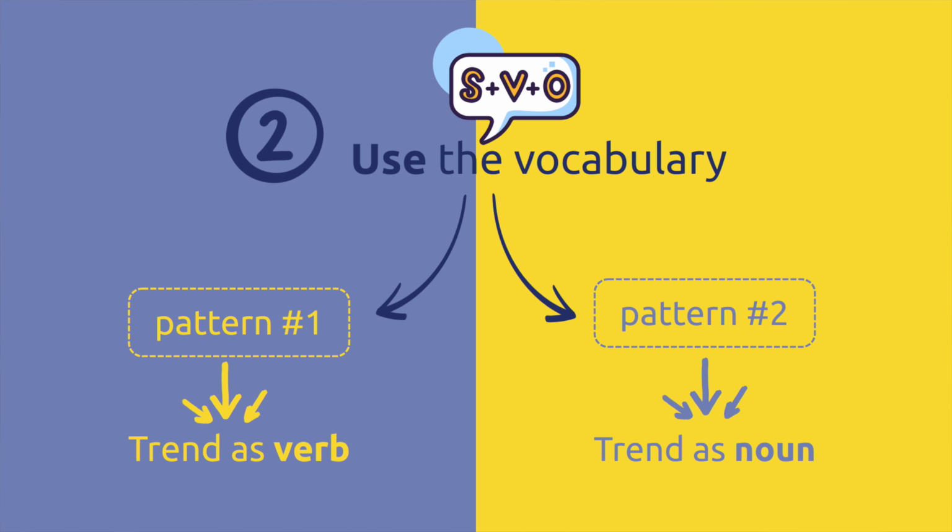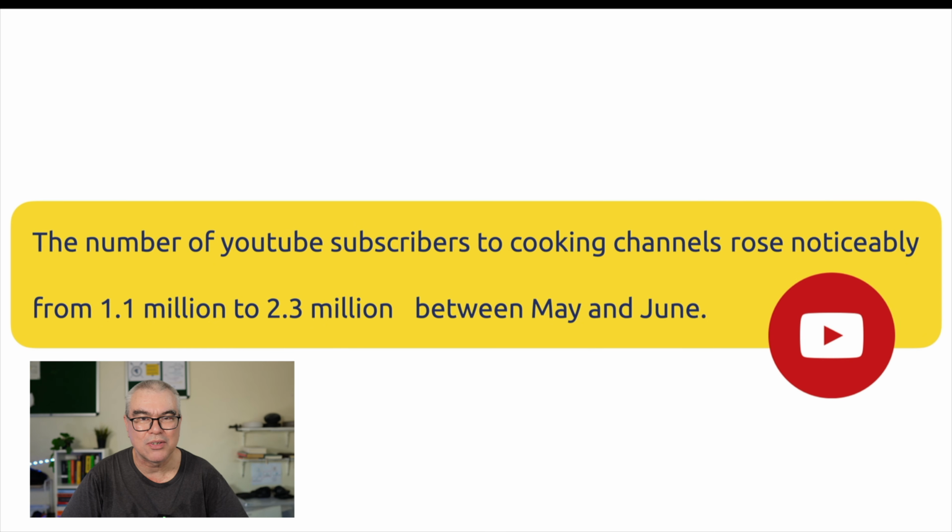Let me show you an example to make this clear. Since this is a YouTube video, I've used an example of a trend related to YouTube subscribers. The example for sentence structure number 1 goes like this. The number of YouTube subscribers to cooking channels rose noticeably from 1.1 million to 2.3 million between May and June. As a side note, just to tell you that this data is not real, okay? I just made the data up as an example to help you understand trend sentences.